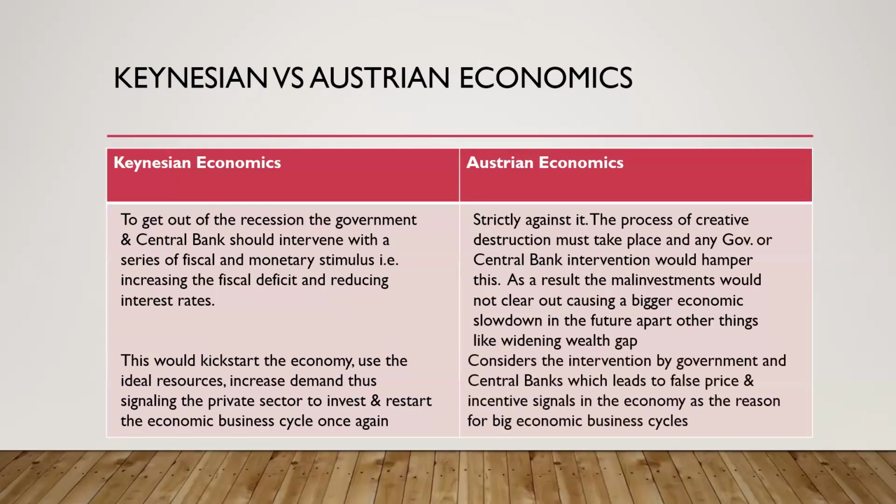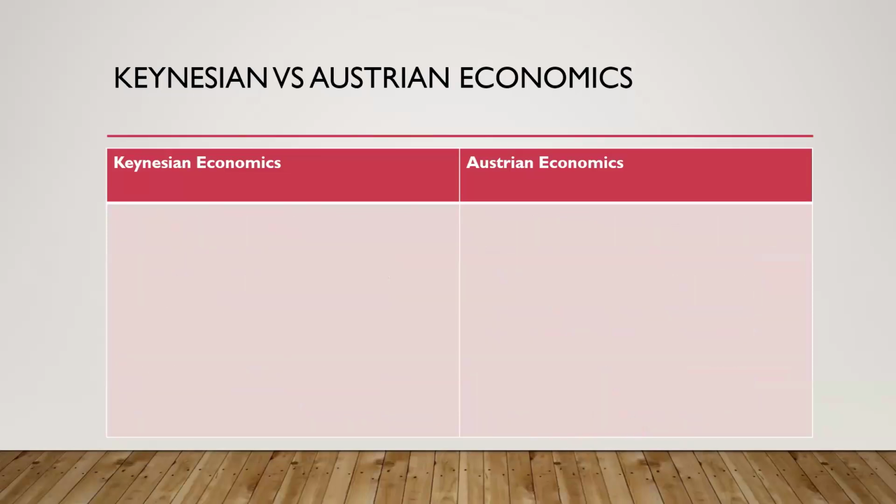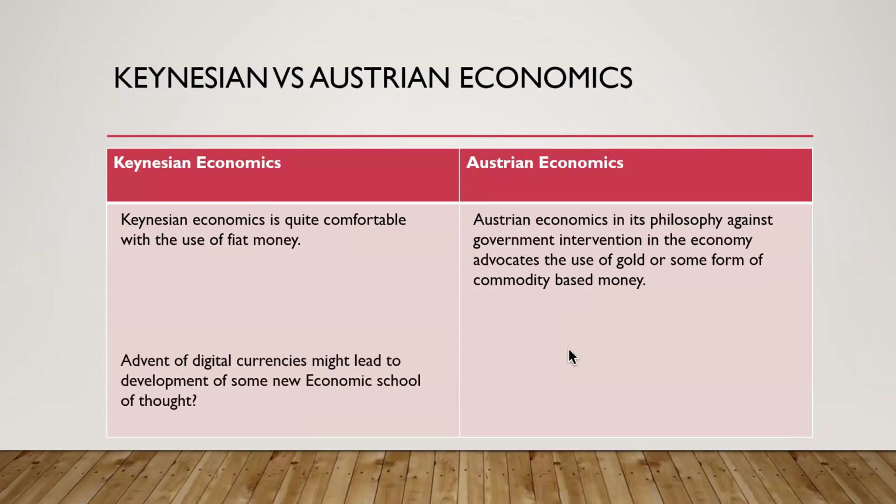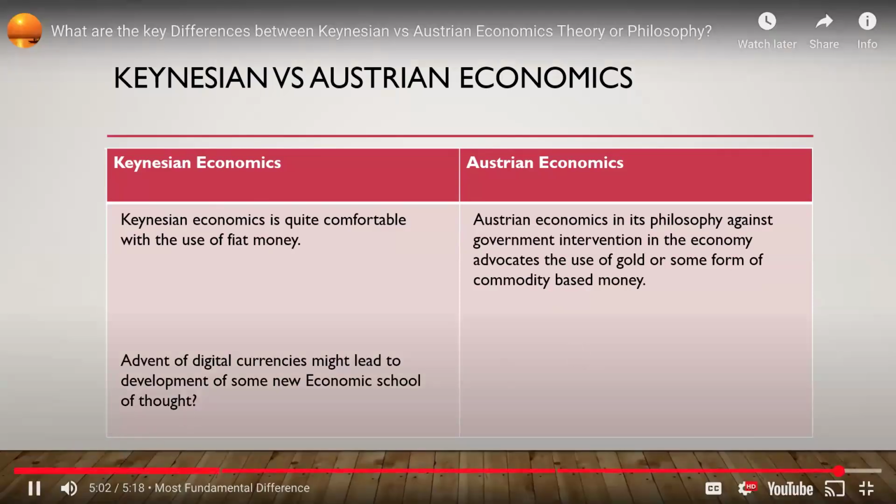In fact, the Austrian economists consider the intervention by government and central banks, which leads to false price and false incentive signals in the economy, to be the reason for big economic business cycles. And lastly, while Keynesian economics is quite comfortable with the use of fiat money, the Austrian economics, in its philosophy against government intervention in the economy, advocates the use of gold or some form of commodity-based money. Of course, now with the advent of digital currencies like Bitcoin, this is an entirely new area which might lead to development of some new economic school of thought.